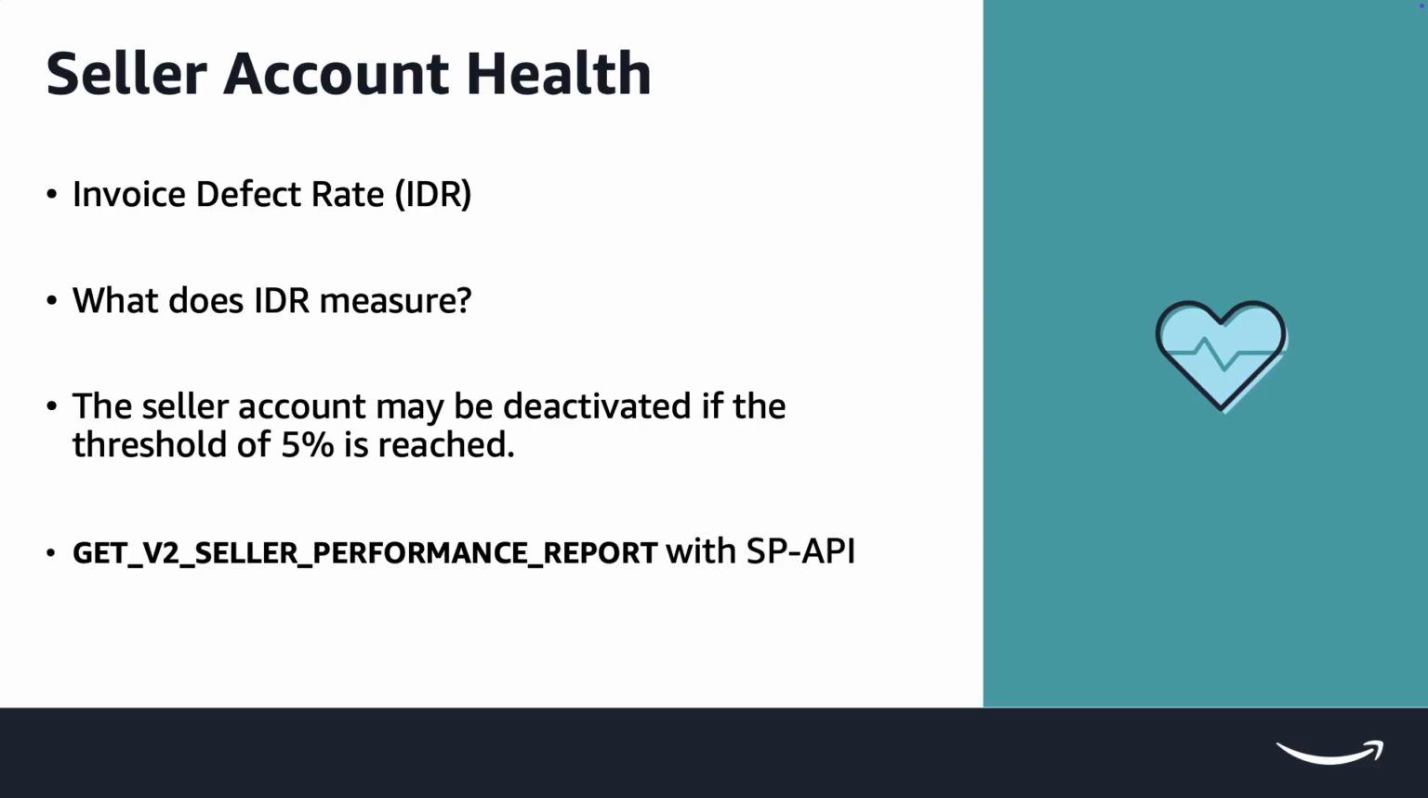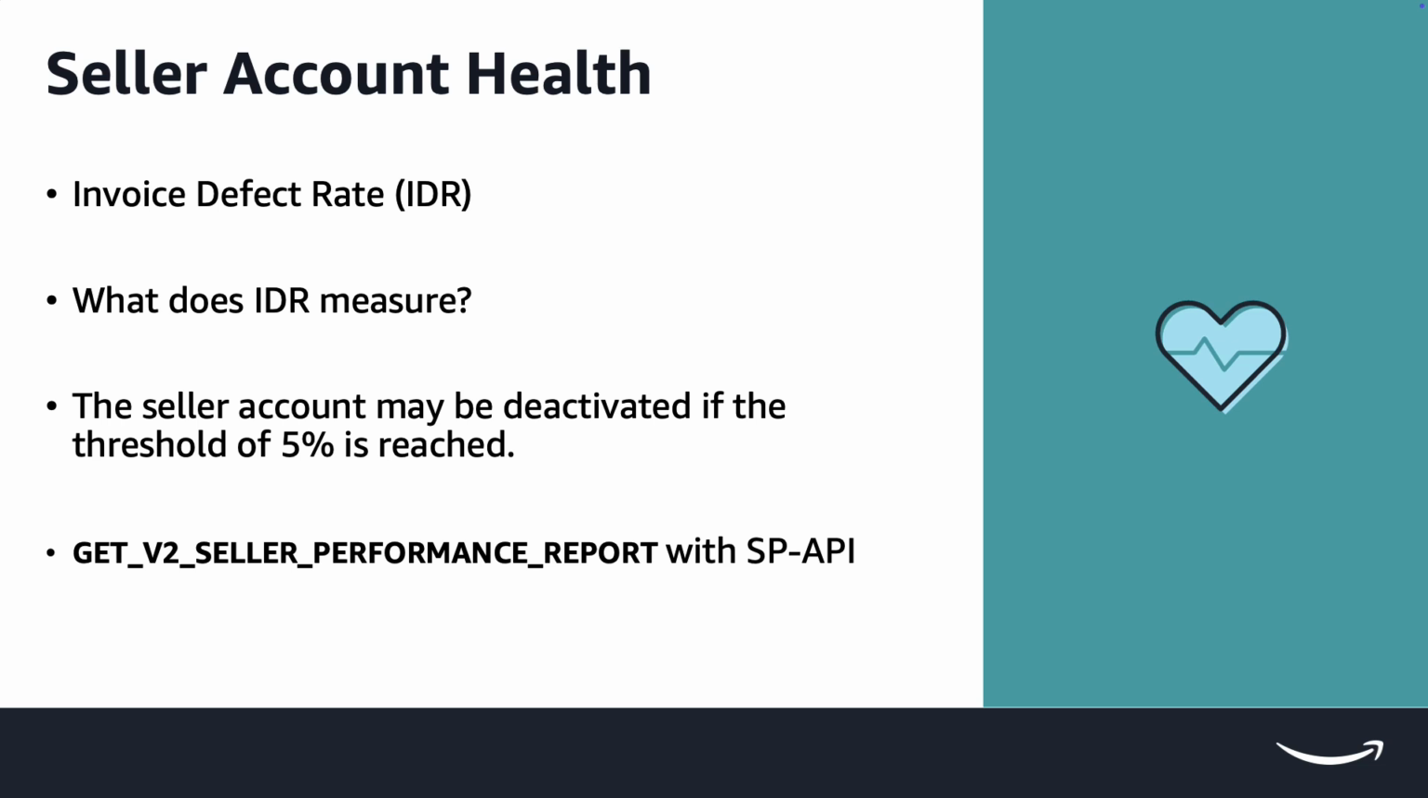Finally, let's understand how invoicing relates to the seller's account health. As part of the seller account health metrics, the invoice defect rate, or IDR, is available to help sellers track their invoicing efficiency and compliance with the Amazon Business Invoicing policy. IDR measures the number of orders from Amazon Business customers for which an invoice or receipt wasn't uploaded within 1 working day of dispatch. It is calculated as a percentage of your total orders from Amazon Business customers. The account may be deactivated or enforced if the threshold of 5% is reached. By enrolling in VCS, you may maintain a 0% IDR.